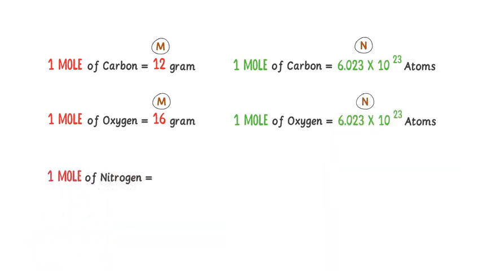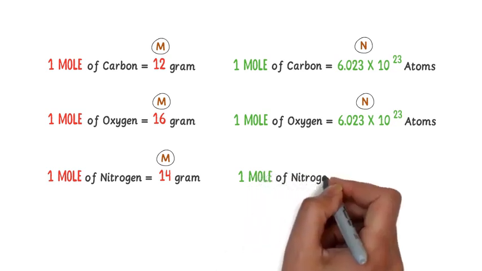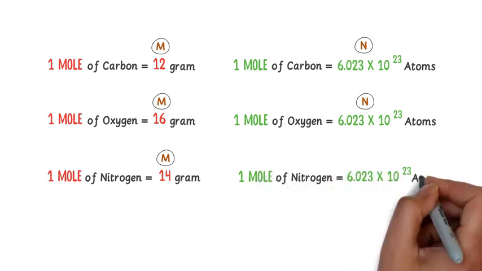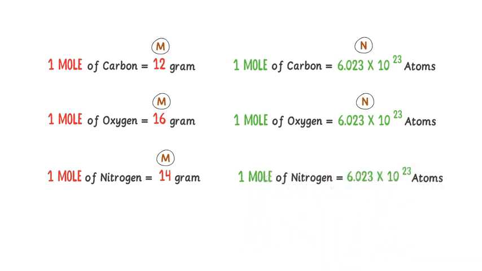Thirdly, 1 mole of nitrogen atom is equal to 14 grams. This is the M relationship. In 1 mole of nitrogen atom, there are 6.023 × 10^23 atoms of nitrogen. This is the N relationship. Now I will use the M relationship and N relationship to calculate any mole-based question without using any formula. So note down this relationship.